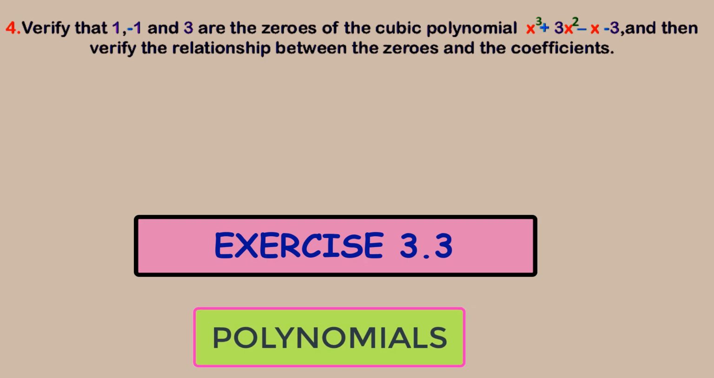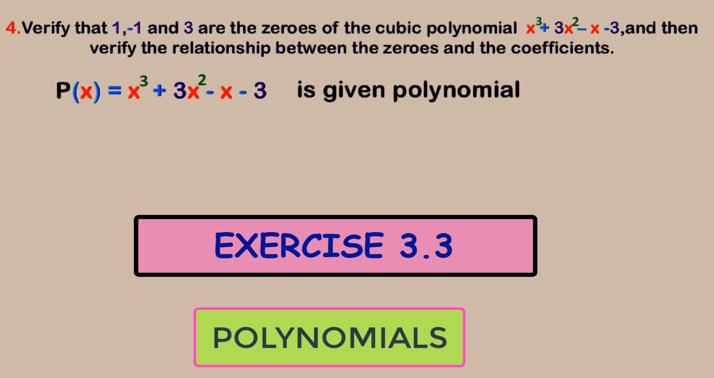So here a cubic polynomial, that is x cube plus 3x square minus x minus 3, is given, and we need to verify whether the values 1, minus 1 and 3 are the zeros of this cubic polynomial or not. If they are the zeros of this cubic polynomial, then we need to verify the relationship between the zeros and the coefficients of this cubic polynomial.